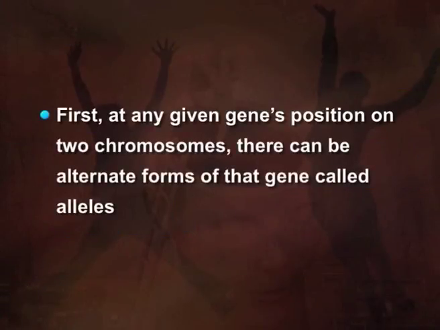With respect to behavior, genes never work in isolation, but always in combination with environmental influences. Let us look at how the transmission of traits takes place. There are two basic concepts that play a crucial role in understanding influences on development. First, at any given gene's position on two chromosomes, there can be alternate forms of that gene called alleles.